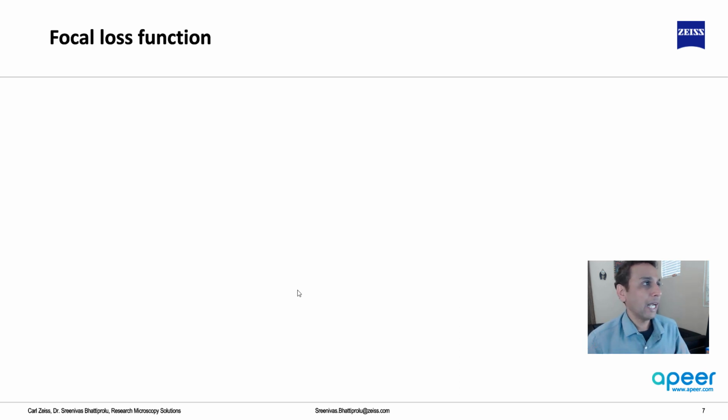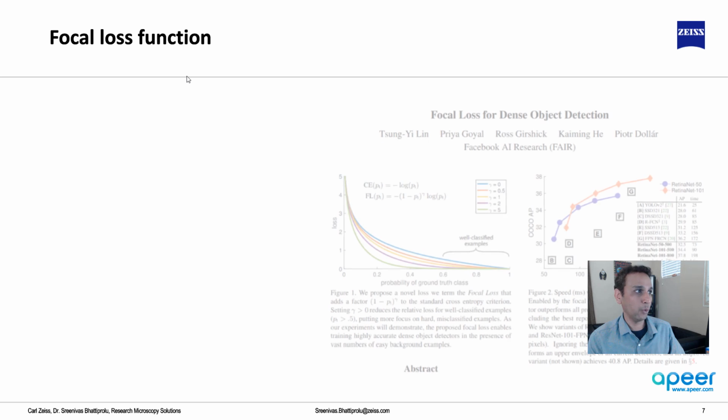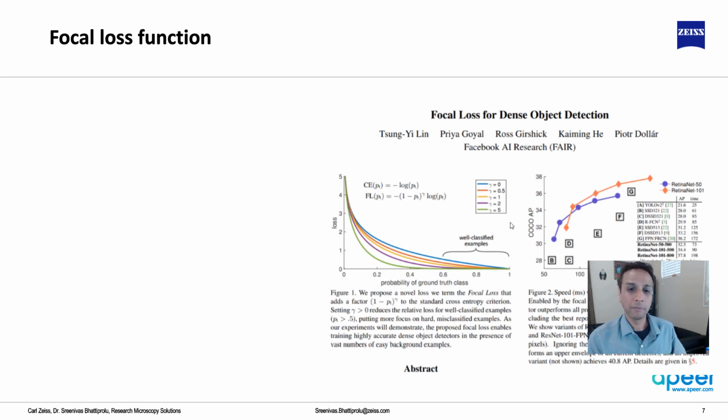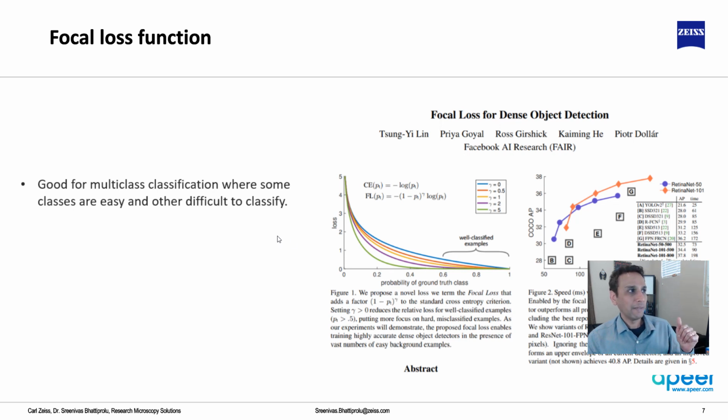Okay, now let's talk about one modification of cross entropy that solves a specific problem. This is called focal loss. This is an extension, I should say, of categorical cross entropy. What does it do? Well, you can read this paper and understand this even better. But let's focus on just this one image in a minute. In summary, focal loss is good for multi-class classification where some classes are easy and some are difficult to classify. What do I mean by that?